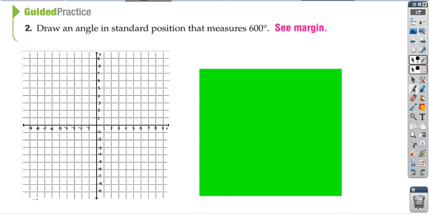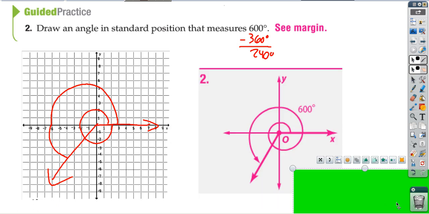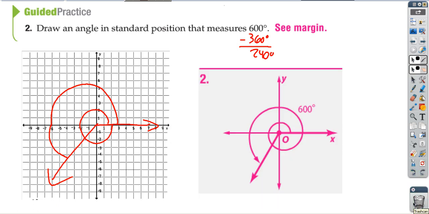Let's do one for 600 degrees now. 600 degrees, we don't know what that is off the top of our head, so let's subtract 360 and we get 240 degrees. Standard position means we start here, go all the way around 360, and then go another 240. Remember, that's 180, so 240 would be a little bit more than that, and that's about 300. That's about 600 degrees. They have a little bit better picture than I do, but you can see it right there.